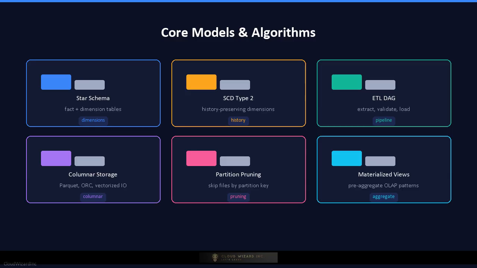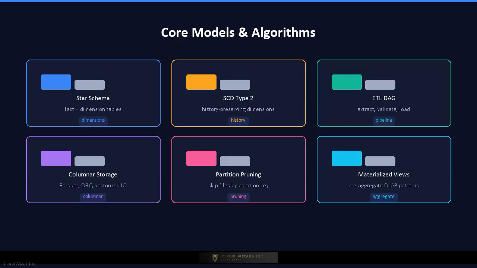ETL orchestration uses a directed acyclic graph of tasks, extract, validate, transform, load, with dependency tracking and retry logic. Columnar storage organizes data by column rather than row, enabling the query engine to read only the columns needed and apply vectorized operations. Partition pruning skips entire data files based on partition key filters, reducing scan volume dramatically. Run length encoding and dictionary encoding compress repeated values in columnar data.